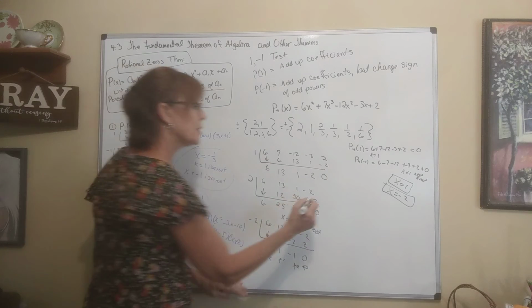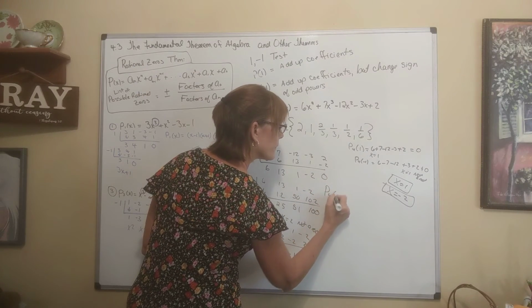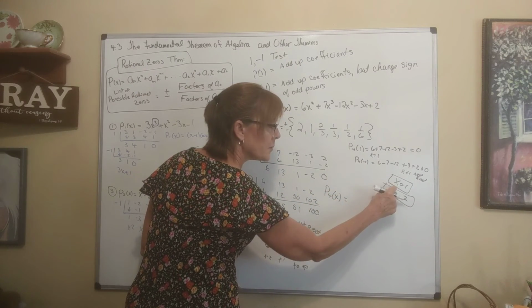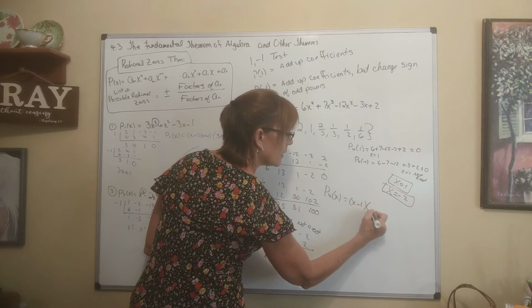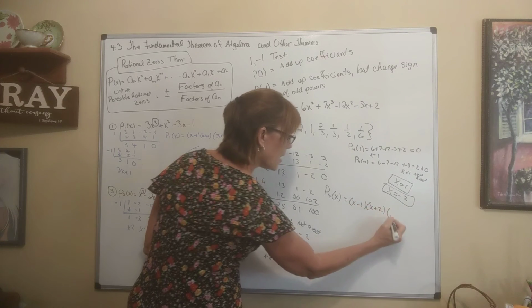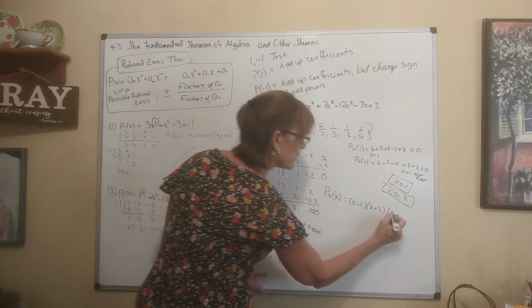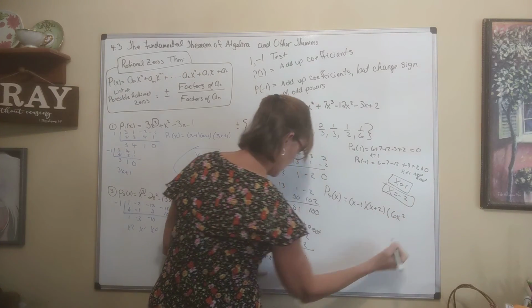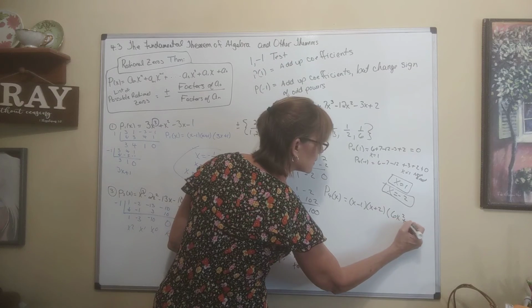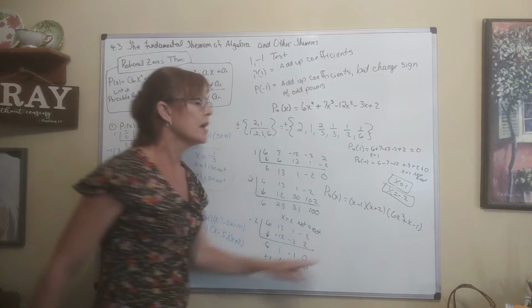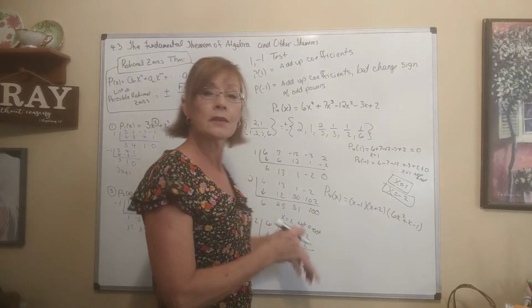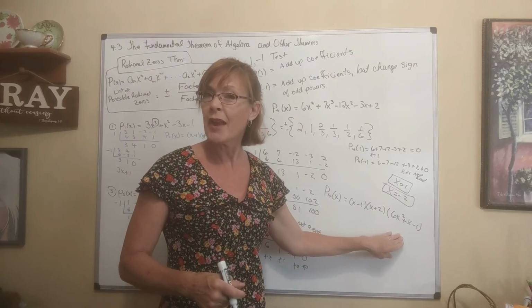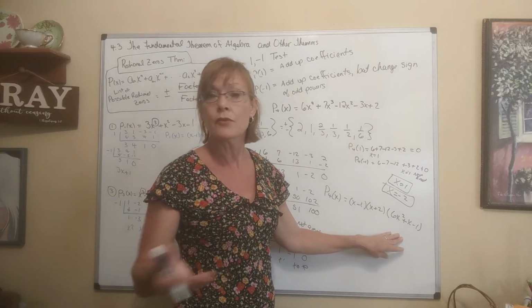Let's try to factor P4 of x. Back this into factored form: x minus 1, x plus 2, times 6x squared plus x minus 1. Now, if I can factor that, great. If I can't factor it, great, I can use a different method. This doesn't factor. I'm going to use the quadratic formula.